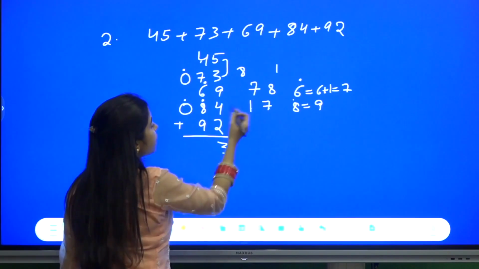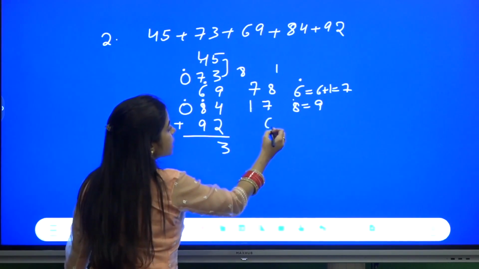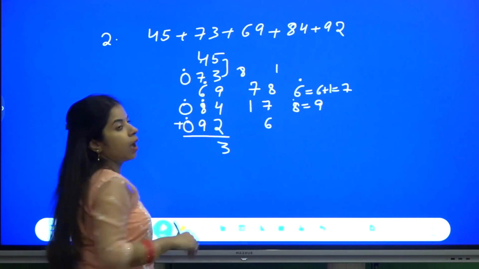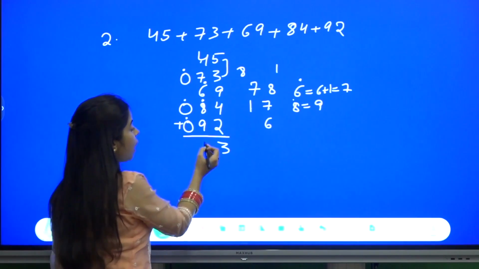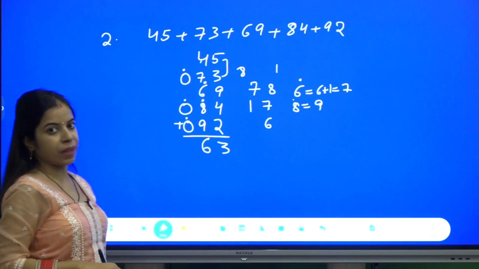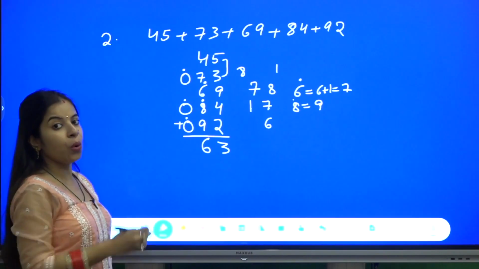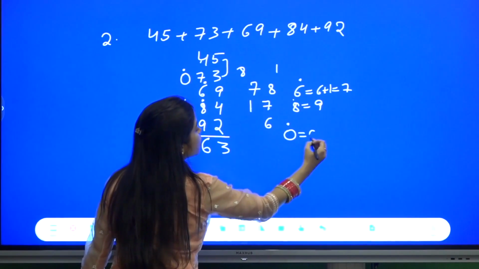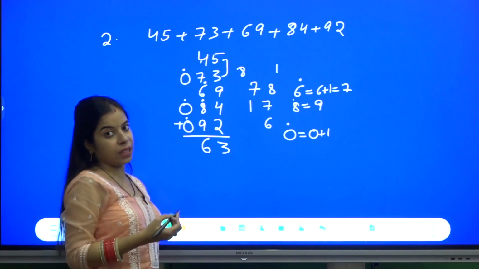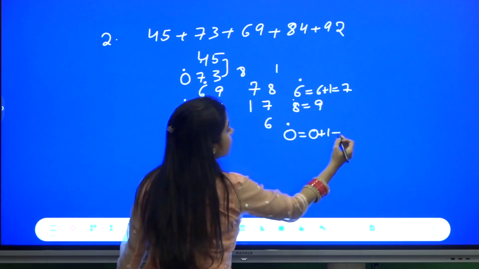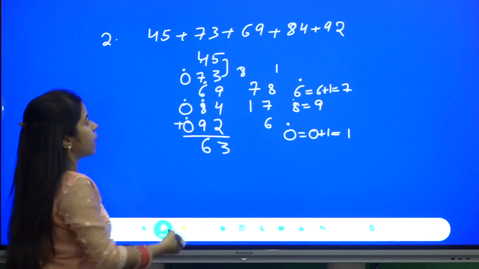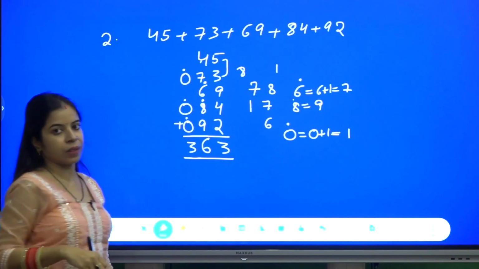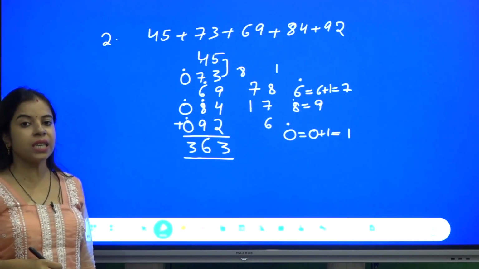So next is 7 plus 9 is 16. 6 will be kept here and 1 will be placed as a dot above 0. So the final answer here is 6. Next we are going to shift to the next column. So 0 dot we know is 0 plus 1, or one more than 0, which is 1. So this will become 1 plus 1 plus 1, it is 3. So the final answer here is 363.